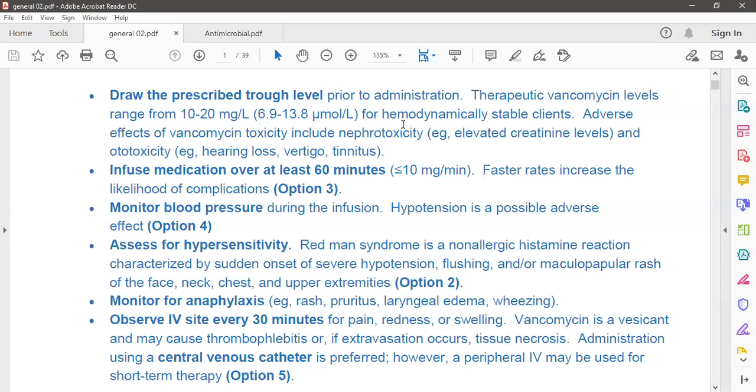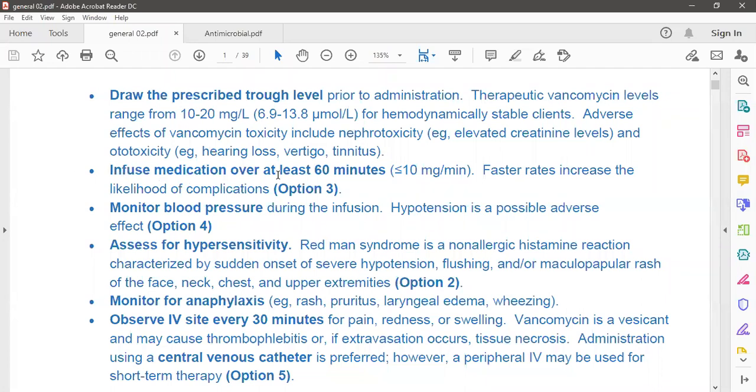So how can we find out whether vancomycin can cause renal damage or not? Just check the serum creatinine level, and BUN is the marker of kidney function. Also, we could check for hearing loss, vertigo, and tinnitus for ototoxicity, a side effect of vancomycin.